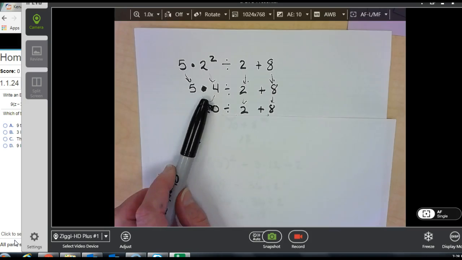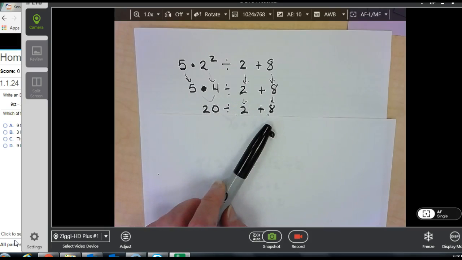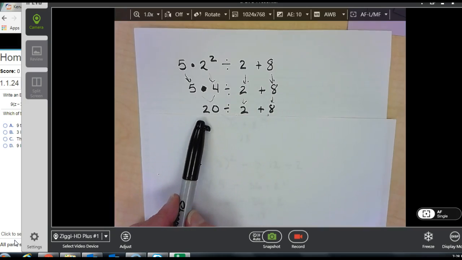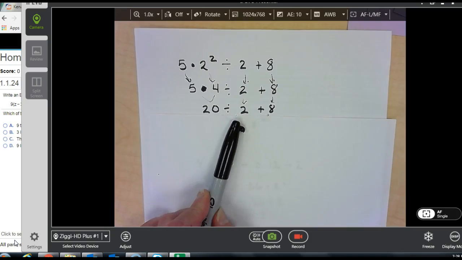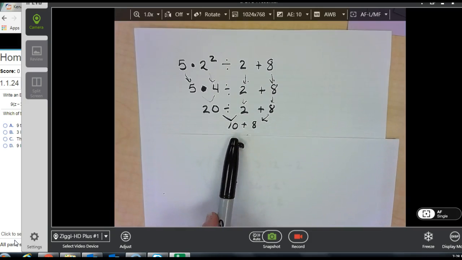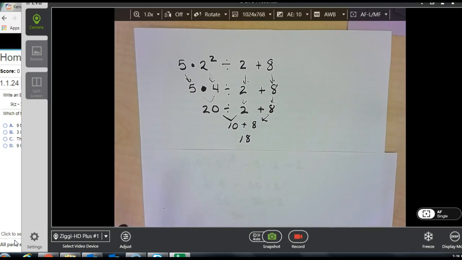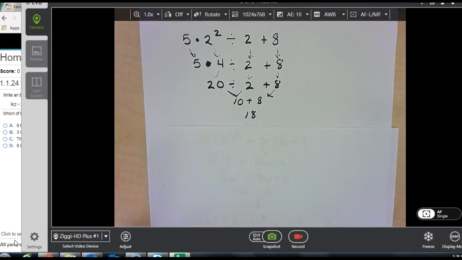Again, this you could all do in a string in your head and not write down this step, but if you start missing problems, I would write down all your steps. So again, 5 times 4 was 20. 20 divided by 2 is 10. Bring down the 8. 10 plus 8 is 18, and we've solved that problem.